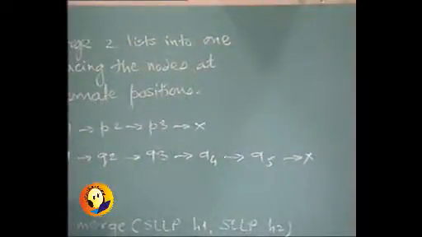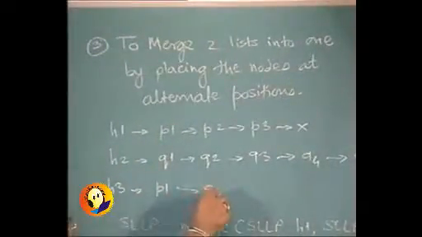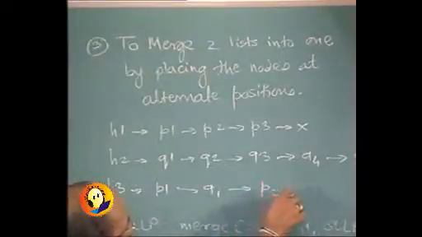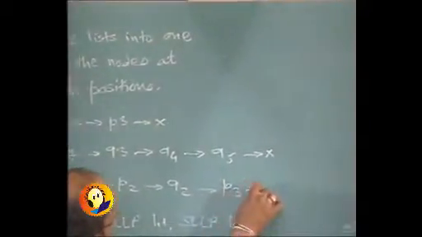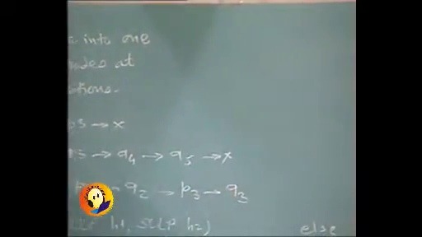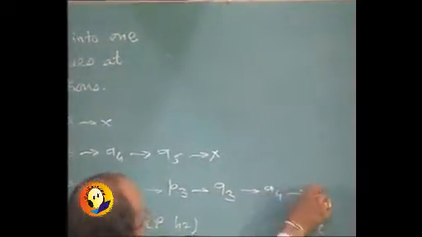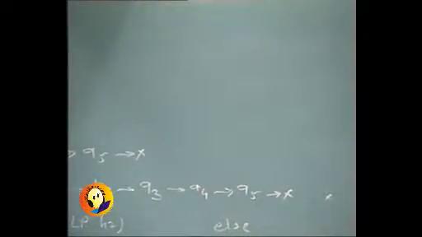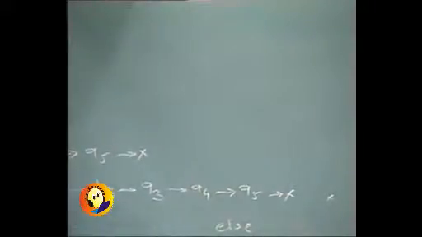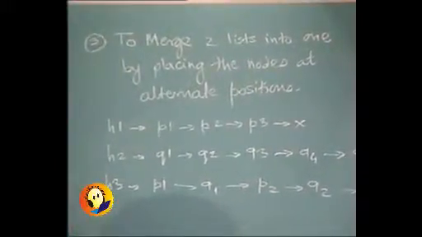Then the new list should be generated in this manner: the first node belongs to the first list, the second node to the second list, the third node again to the first list, the fourth to the second, the fifth to the first list, the sixth to the second. So the first list ends, and then the remaining nodes of the second list. So the nodes which are placed in the third list are actually alternately from the first and second list.